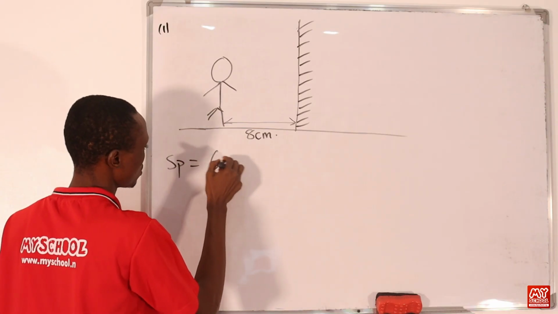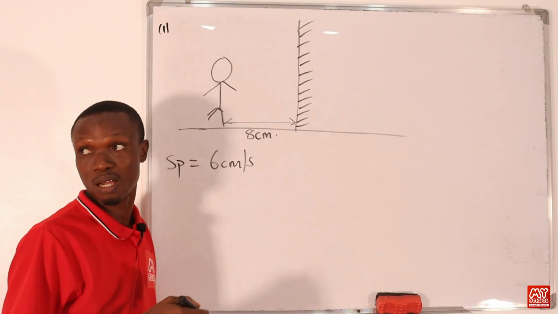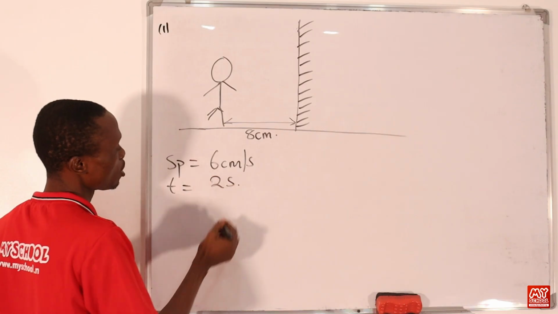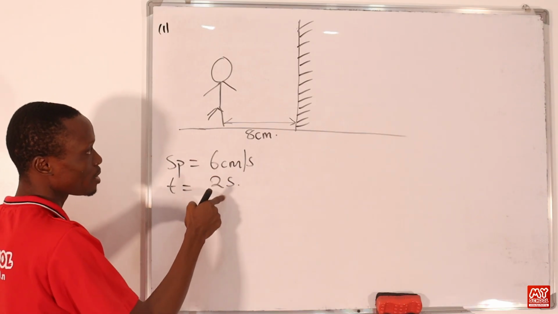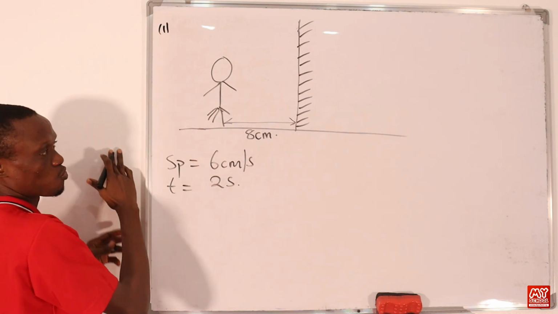So speed equals 6 centimeters per second. Then we're also told that it did that for 2 seconds. Okay, so here we have 2 seconds. So now from here we can calculate the distance. The object actually moved away from the mirror.